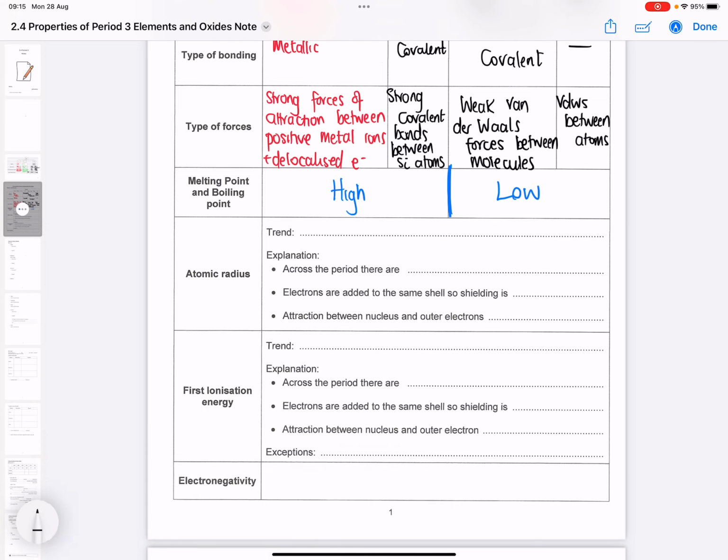So what you should have remembered is as you go across a period, there are more protons in the nucleus. But the electrons are being added to the same shell, so the shielding is very similar. And so therefore, although you might think it's got the same shells and it's the same size, because there's more protons attracting that shell, then the attraction is increasing, and because the attraction is increasing, the size decreases. They're being held in tighter.